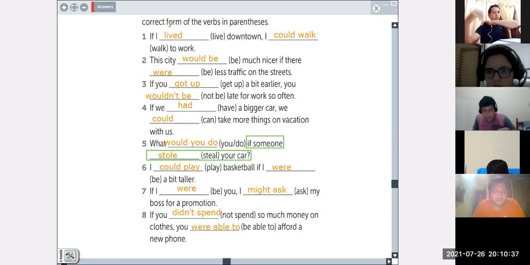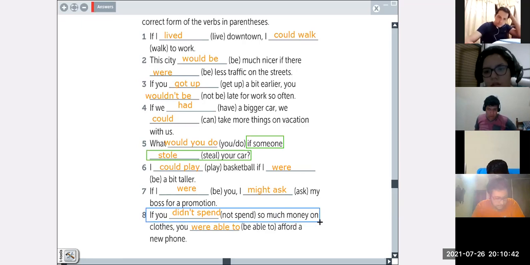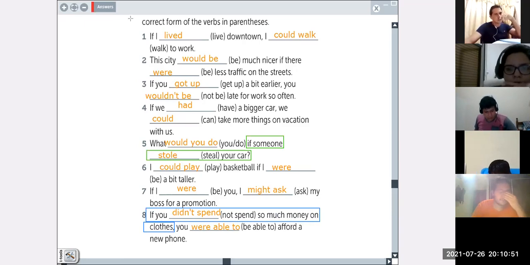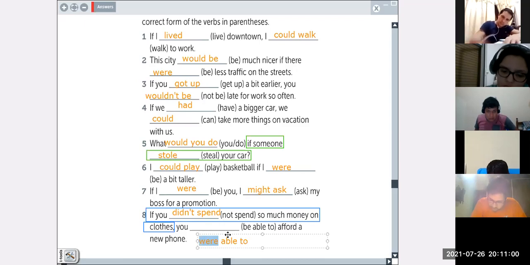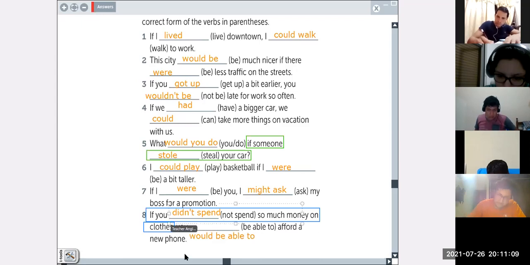Pero vamos a... Aquí tenemos la if clause, ¿cierto? Y aquí ocupamos el simple past. Y en la otra parte de nuestra oración, en el resultado, ocupamos... You would able to. Sorry. Ok, ¿cómo sería entonces? You could able to. Be able to. Would be able to. Okay? You would be able to afford a new phone. Okay? Any questions about this exercise?